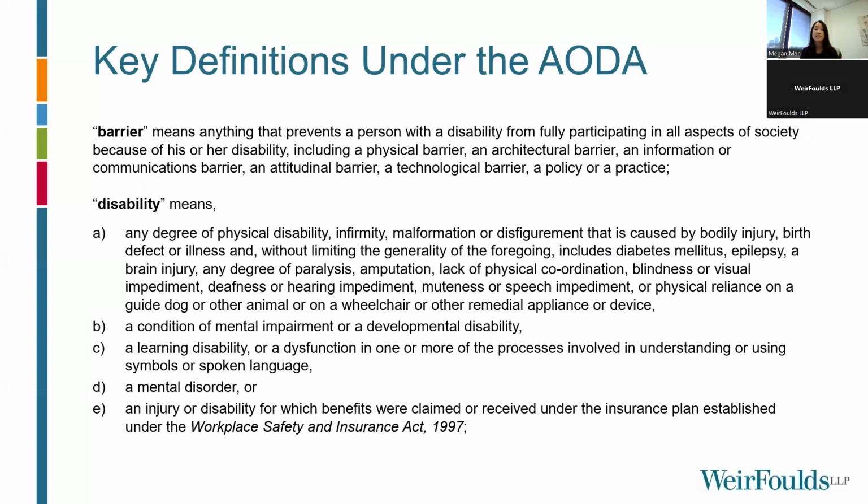So, generally speaking, the AODA governs the development, implementation, and enforcement of accessibility standards in Ontario. Now, the purpose of the AODA is to achieve accessibility for Ontarians with disabilities with respect to goods, services, facilities, accommodation, employment, buildings, structures, and premises by January 1st, 2025. So again, we're coming up to that goal that the government has set.